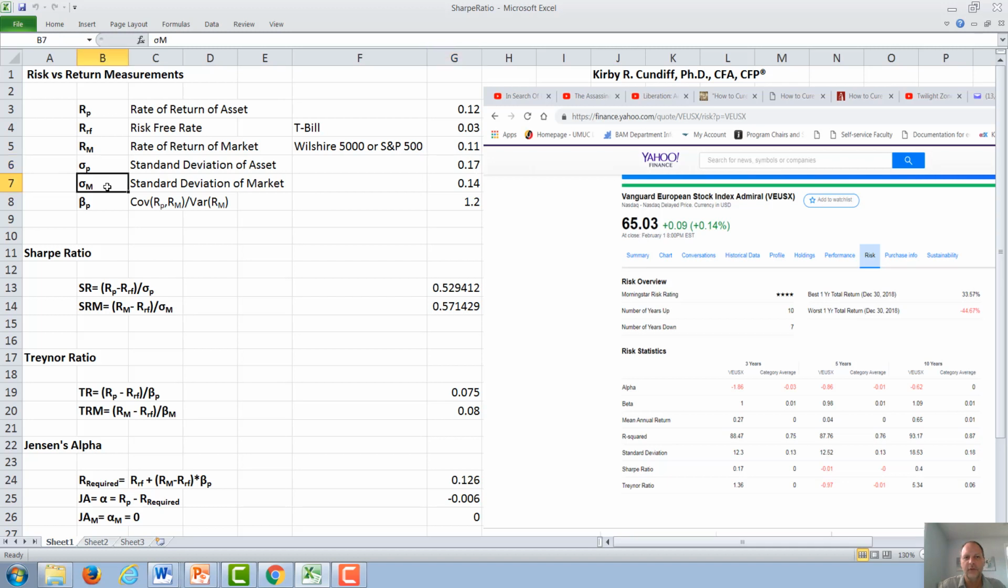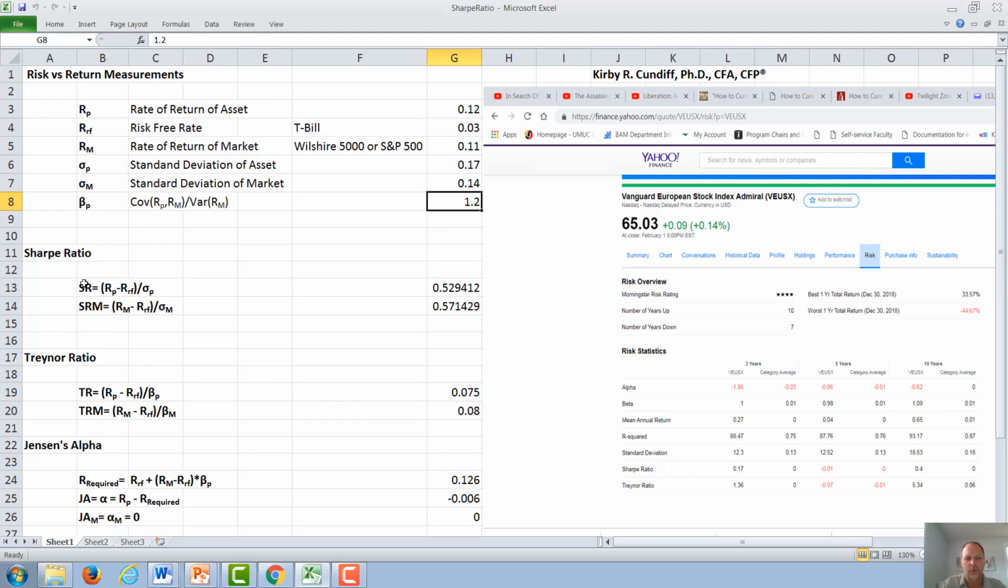Sigma M, the standard deviation of the market, again something like the Wilshire 5000 or the S&P 500, we assume to be 14. Beta of the portfolio, which is the covariance of the portfolio with the rate of return of the market over the variance of the rate of return of the market, we assume to be 1.2, and beta of the market is by definition 1.